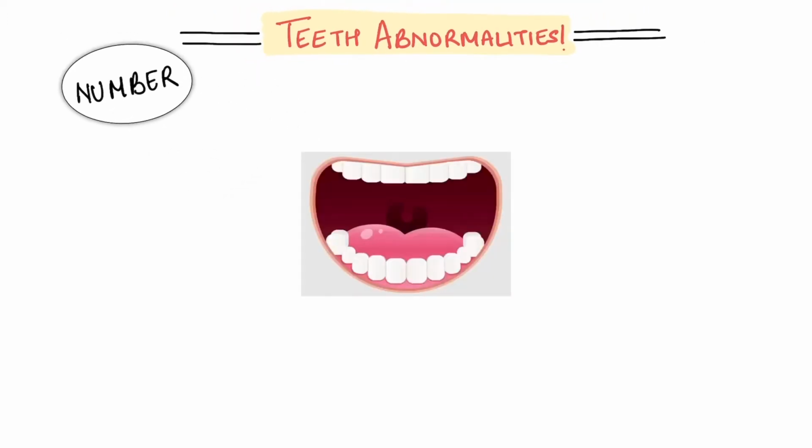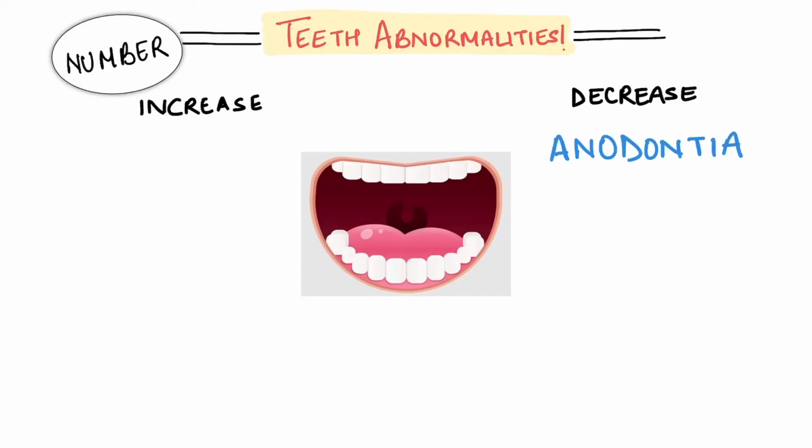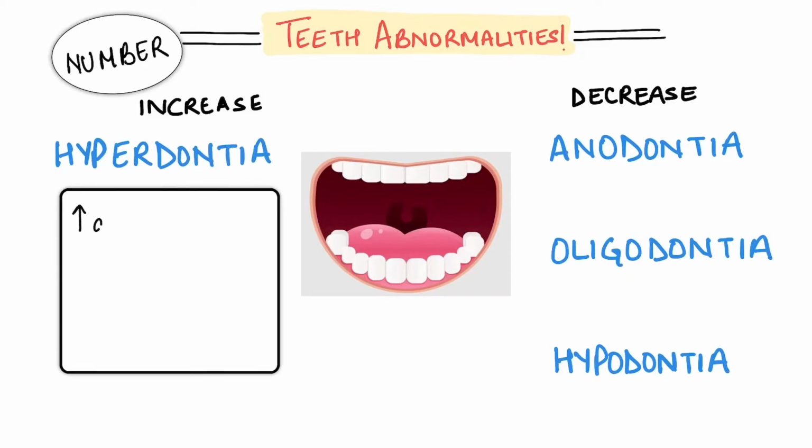If we talk about number of teeth, there could be an increase from the set of the teeth or there could be a decrease. The terms that are coined for decrease in number of teeth are anodontia, oligodontia, and hypodontia. And the increase in number of teeth is simply known as hyperdontia. So we know hyperdontia is the increased number of teeth, and the teeth that are more in number or that are in excess or that are extra are called supernumerary teeth.